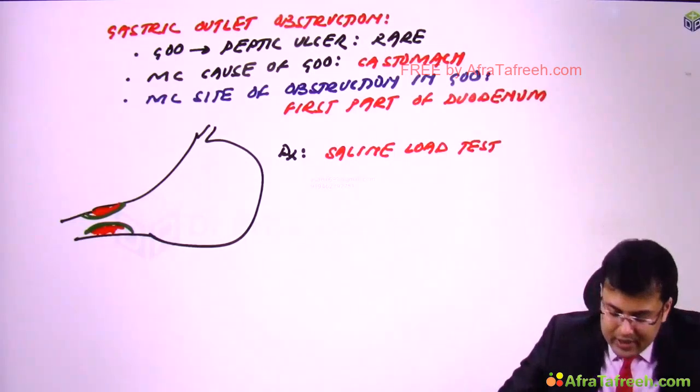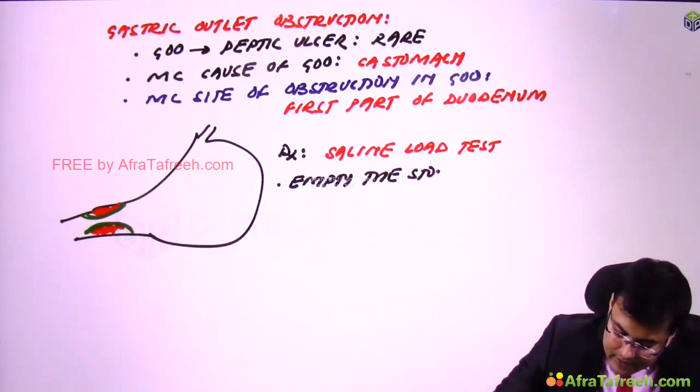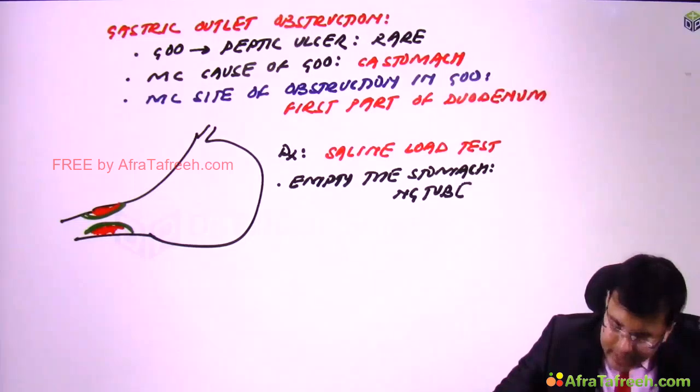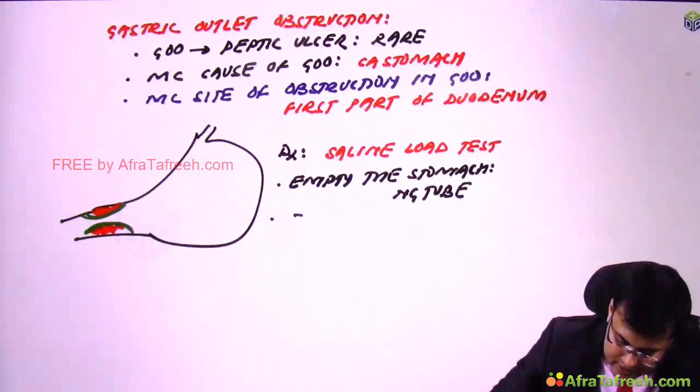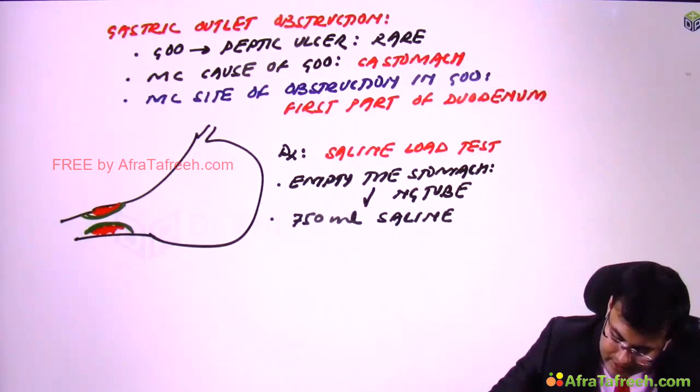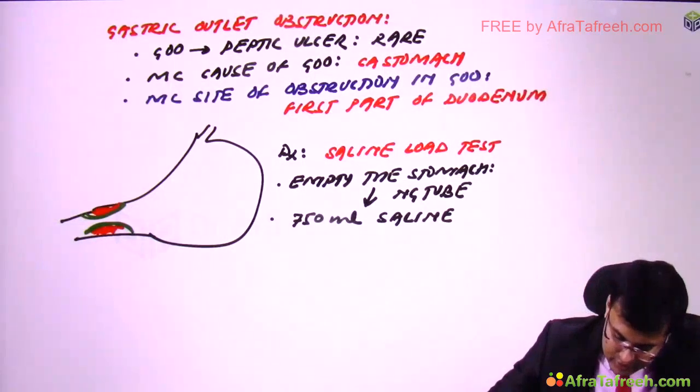Saline load test, how do we do it? First we have to empty the stomach with a nasogastric tube. So we insert the nasogastric tube and we perform the aspiration. After that we have to instill the saline. How much? 750 ml of saline. After that ask the patient to sit. So the patient is placed in sitting position.